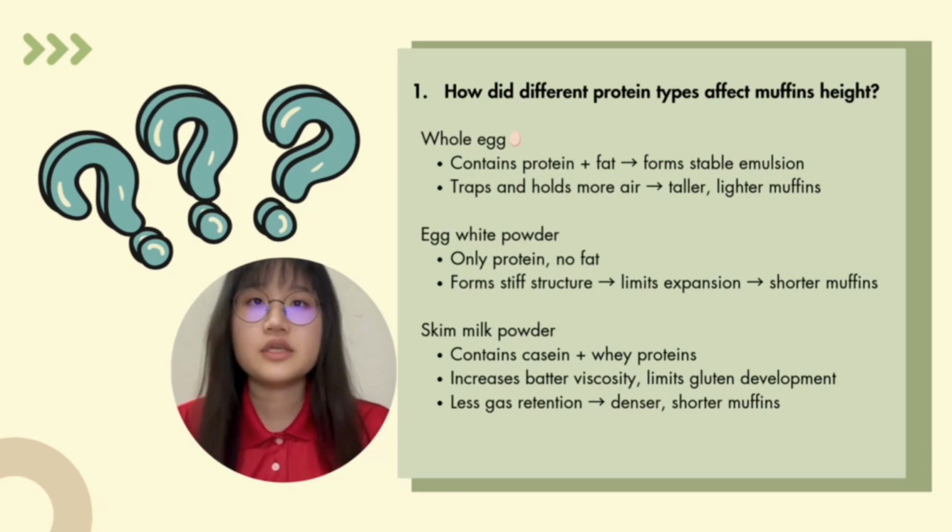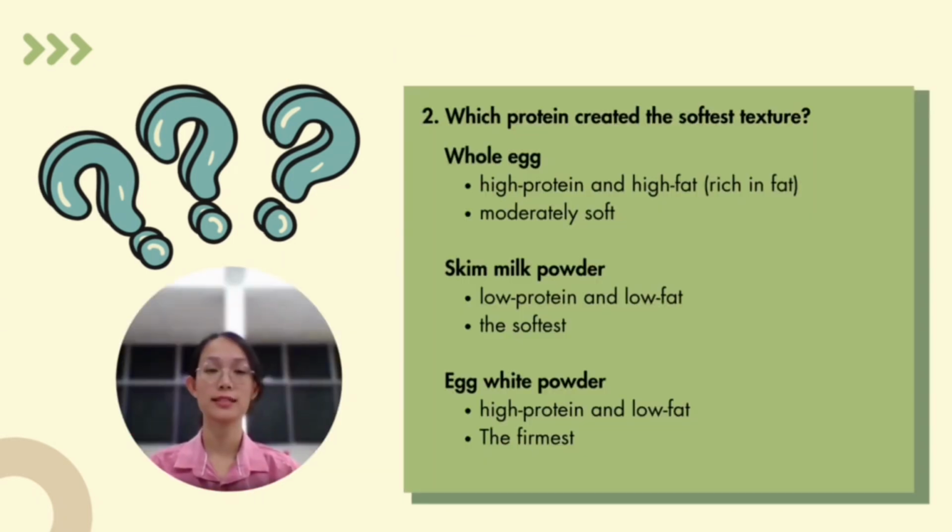Skim milk powder, which is rich in casein and whey protein, contributes to structural firmness but has less gas holding capacity. Its protein absorbs water and increases the batter viscosity, which can reduce the gluten development and limit gas expansion. So the resulting muffins made with skim milk powder alone or in combination with egg white powder tend to be denser and shorter. The second question here is, which protein creates the softest texture?